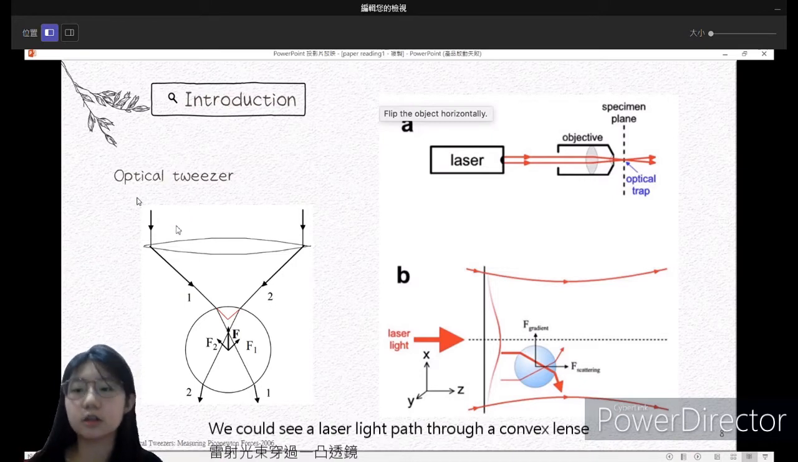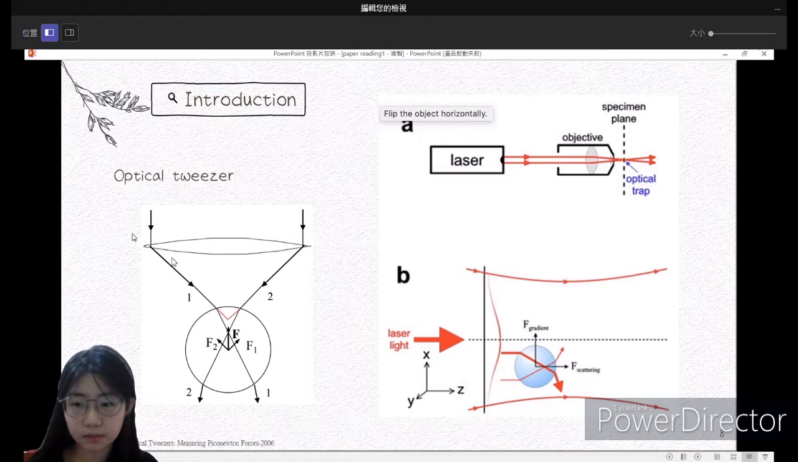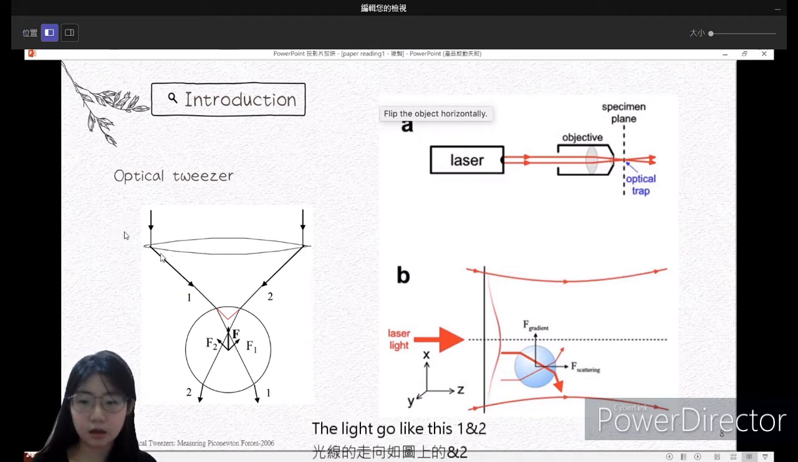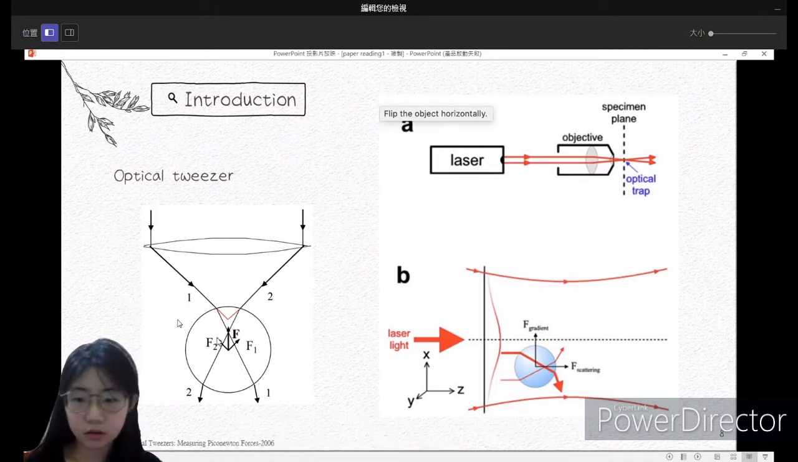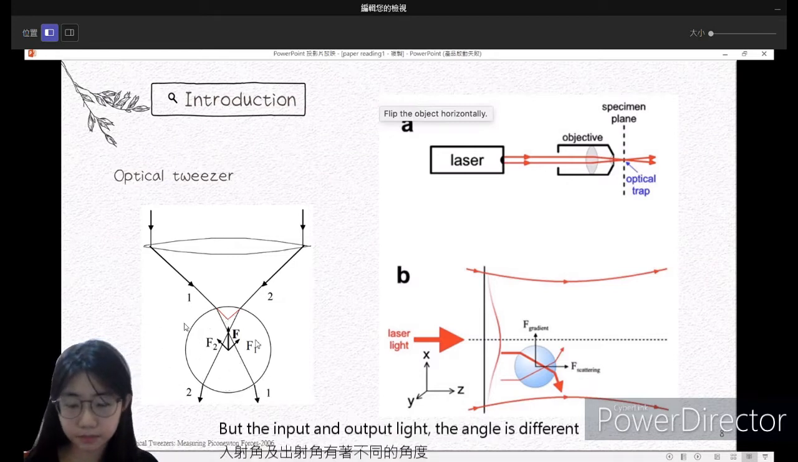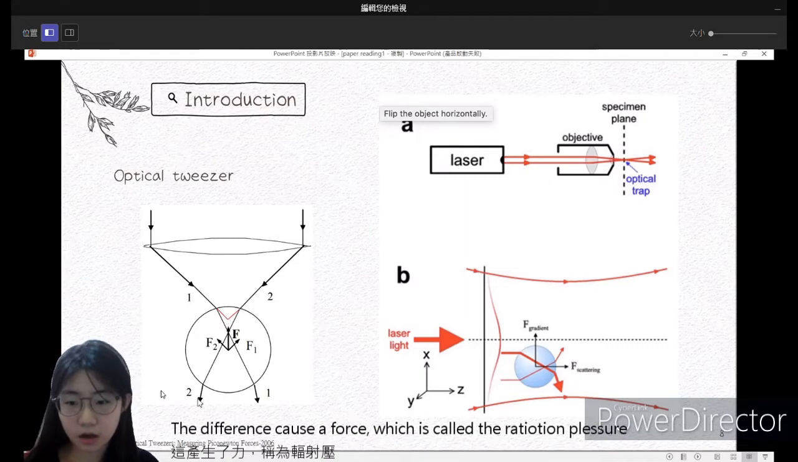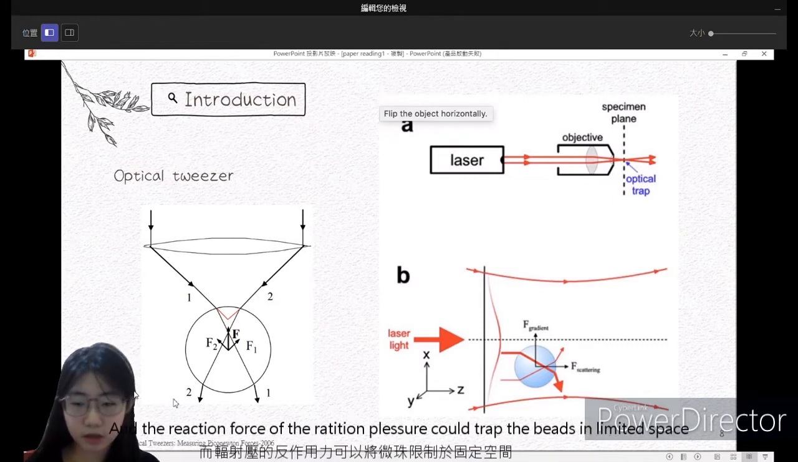And what is an optical tweezer? We could see over here the laser light, this one is a laser light, pass through a convex lens. And then the lights go like this, 1 and 2. And then they pass through beads like this. But the input light and the output light, the angle was different. And the difference caused a force, and the force is called the radiation pressure.